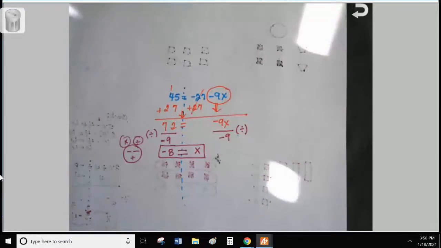I hope that this has been helpful. I hope you are up and ready for the challenge of solving two-step equations. I think that solving two-step equations are so much fun and so exciting. So let's go practice. Good luck.